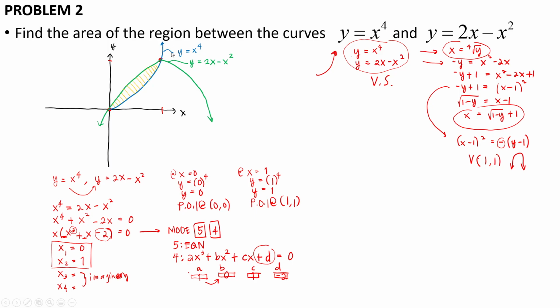I think x to the power of 4 looks like a snake, maybe. Its lower portion looks symmetrical, or like a mirror image. So I don't know, I'll just verify it in Desmos. For the green one, I'm sure it's a parabola because it's second degree.